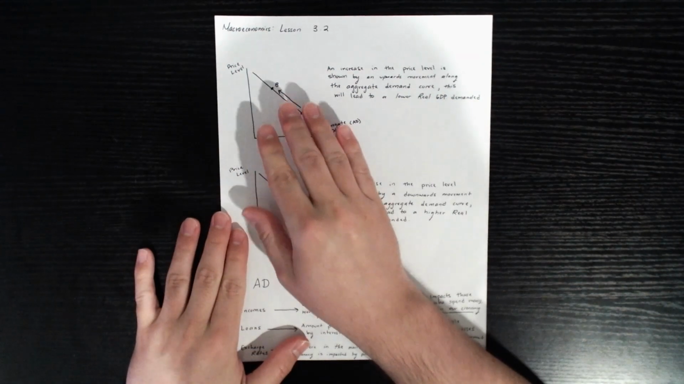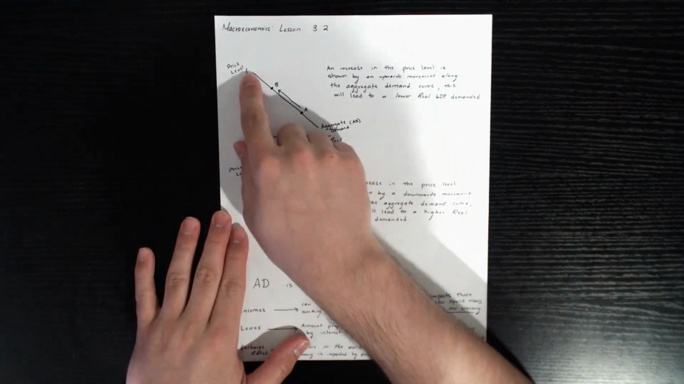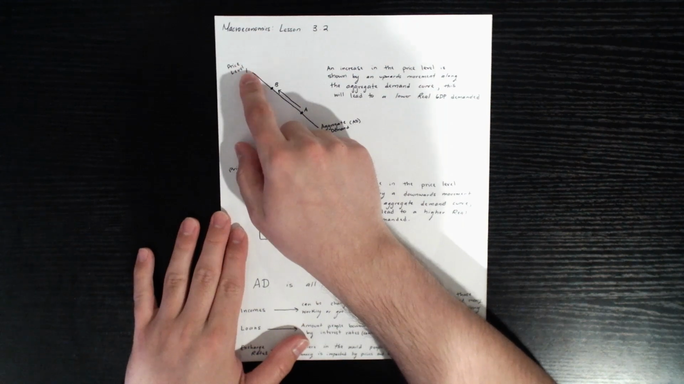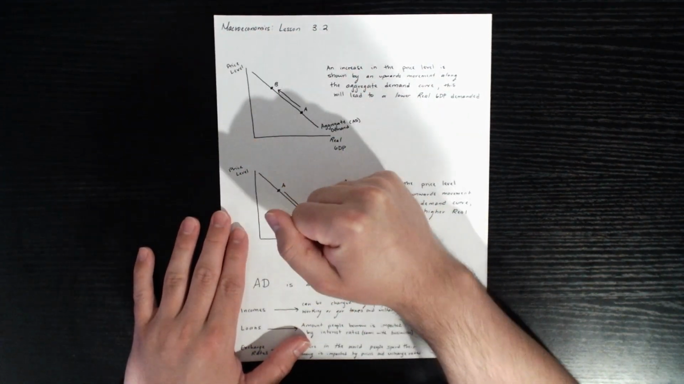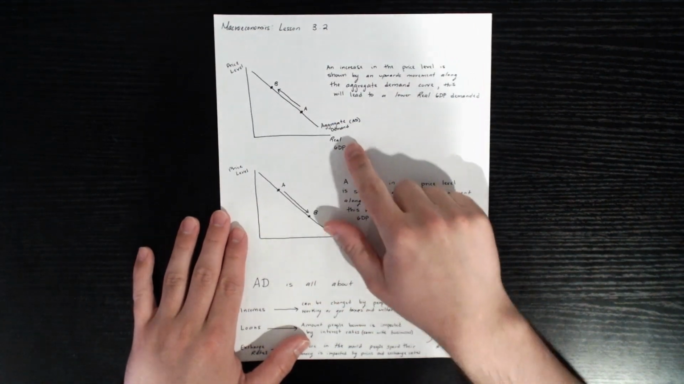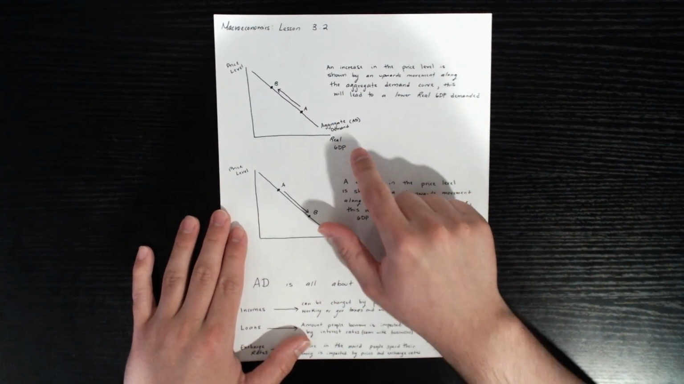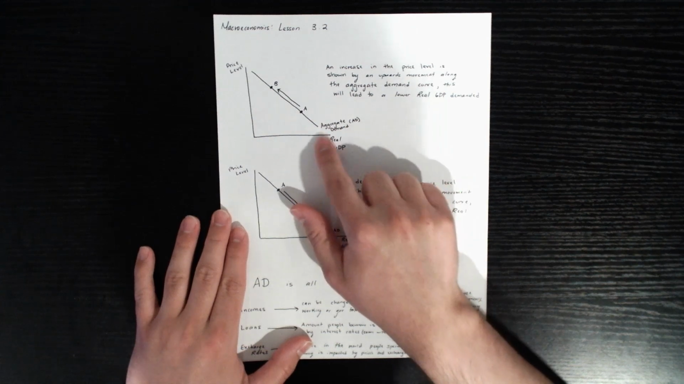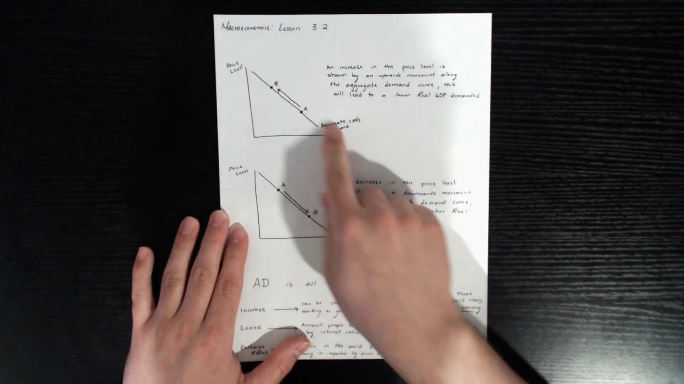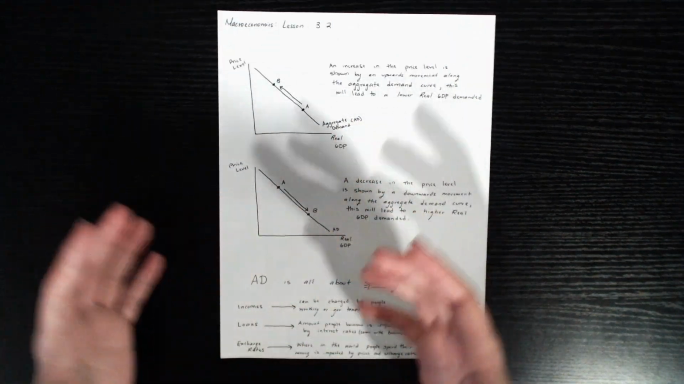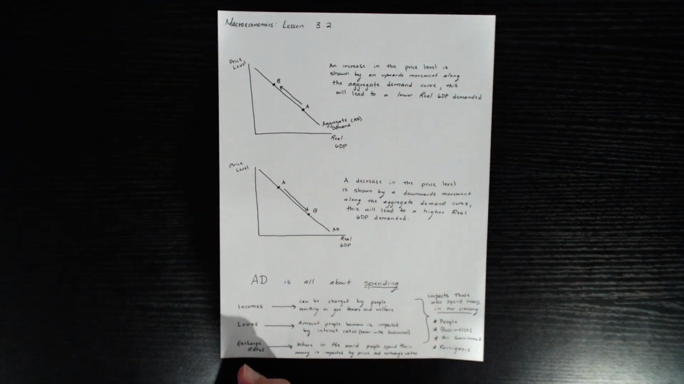Here we have a new model right here. On the y-axis, we have the price level that shows us the average prices in the economy. And we have here on the x-axis, real GDP that shows us the total production of the economy. And now we have aggregate demand, which is the spending on everything in the economy.